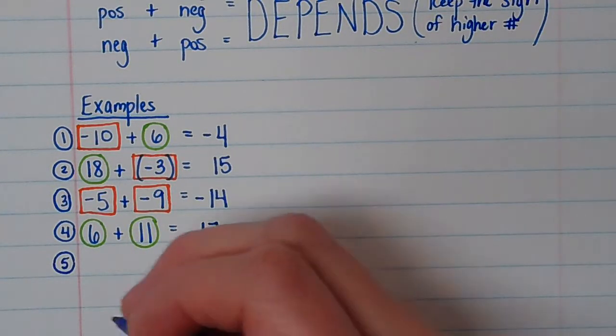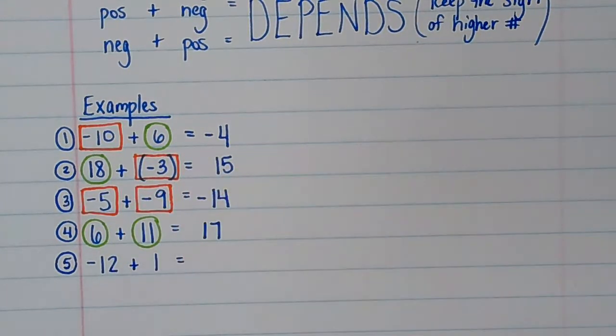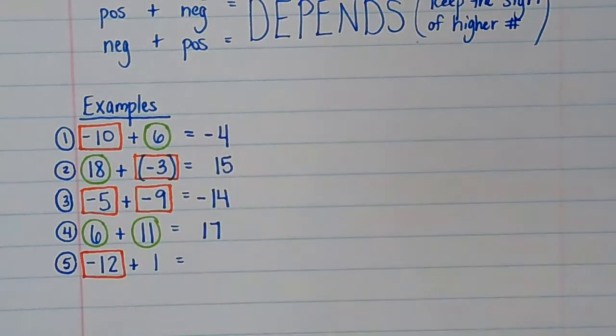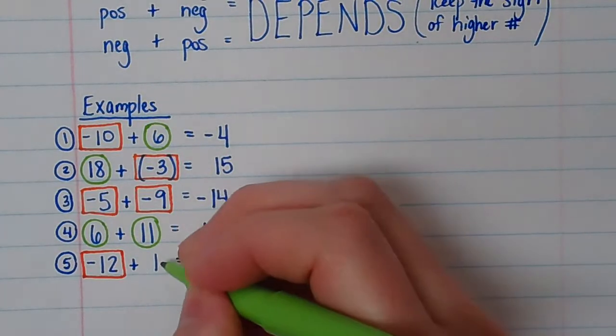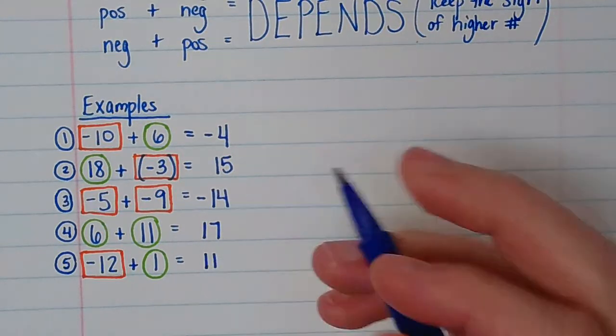All right, negative 12 plus 1. Okay, let me get my colors. So this one is negative, but this one is positive. Since I've got different colors, I know that these signs are different. So if it's different, you have to subtract. So 12 minus 1 is 11.